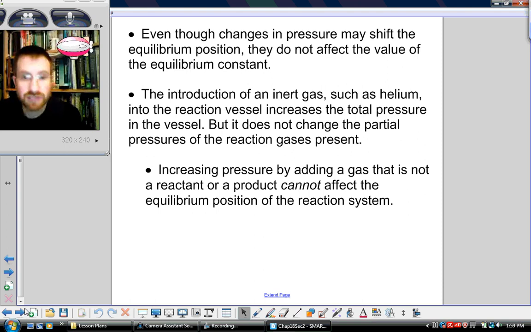Even though changes in pressure may shift the equilibrium position, they do not affect the value of the equilibrium constant. The introduction of an inert gas such as helium into a reaction vessel increases the total pressure in the vessel, but it does not change the partial pressures of the reaction gases present. Increasing pressure by adding a gas that is not a reactant or a product cannot affect the equilibrium position of the reaction system.